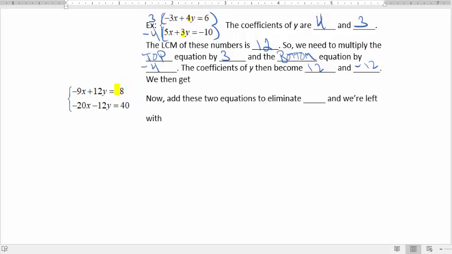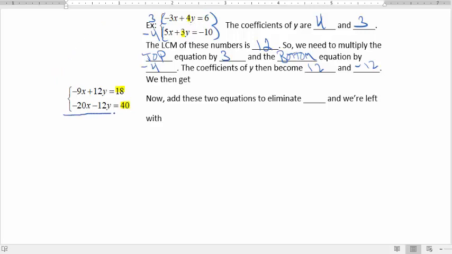And the key thing, this is the thing that a lot of times people leave out, you also have to multiply the right side. A lot of times people will write negative 9x plus 12y equals 6. Negative 20x minus 12y equals negative 10. You have to distribute that number you're multiplying to all three pieces, right? Both sides. So 2 pieces on the left side, 1 piece on the right side. Okay? You have to multiply every single piece of it.